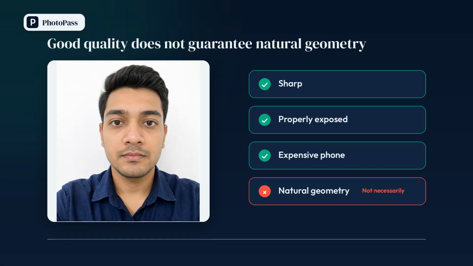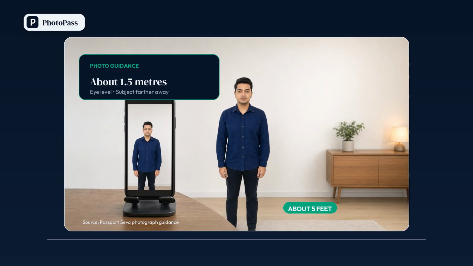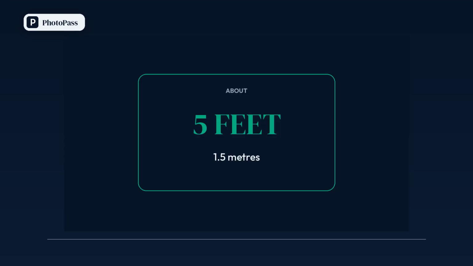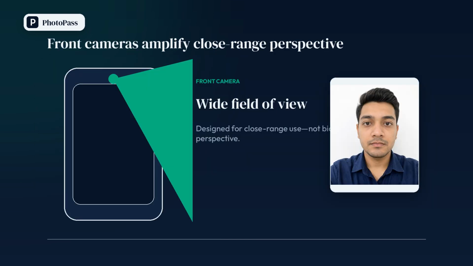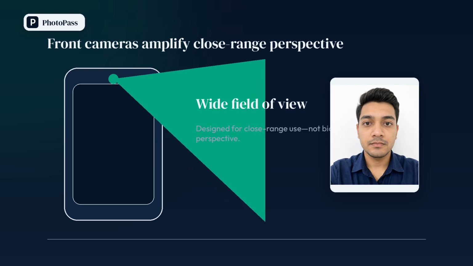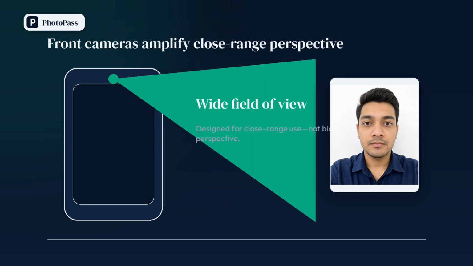It can happen even when the photo is perfectly sharp, properly exposed, and taken with an expensive phone. That is why Passport Seva's official photograph guidance tells applicants to take the photo from approximately 1.5 meters away from the camera. That is about 5 feet. An arm's length selfie is normally much closer than 5 feet, which makes it a poor starting point for a biometric passport photograph. Using the selfie camera can make the problem worse because front-facing phone cameras are designed for close-range use and often have a wide field of view.